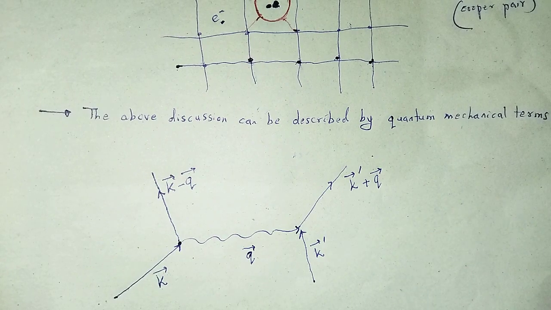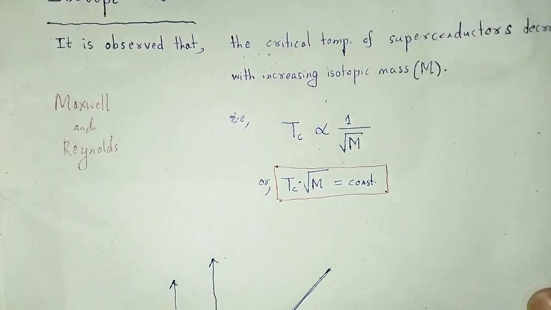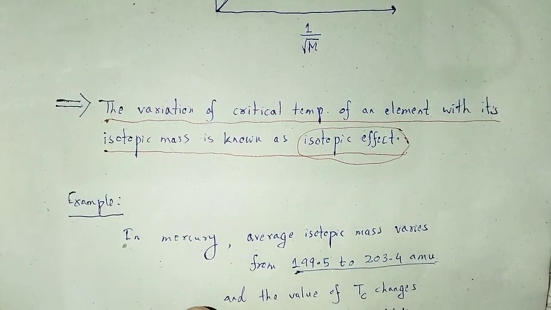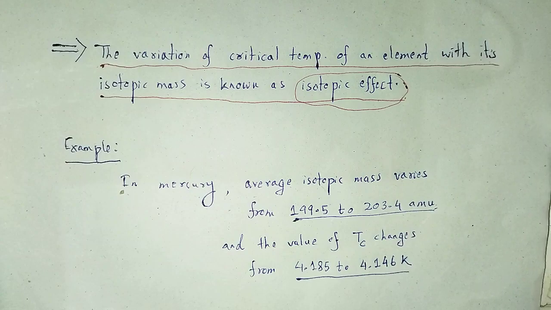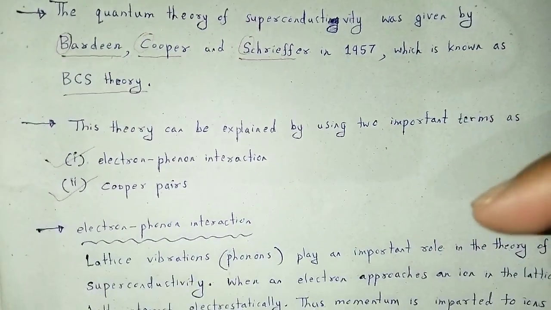So with the help of this video lecture you understand the concept of the isotope effect, graphical view, example of mercury, and BCS theory in superconductivity.